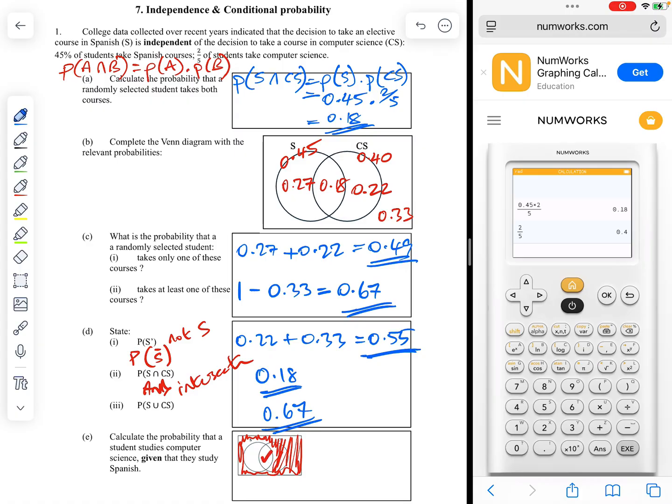So as a fraction, we can say that out of 0.45, we are only looking inside that circle, out of that, and we can look at our diagram above, we have 0.18 is where that tick is, the computer science people. With the calculator, 0.18 divided by 0.45, and we get 0.4. Okay.